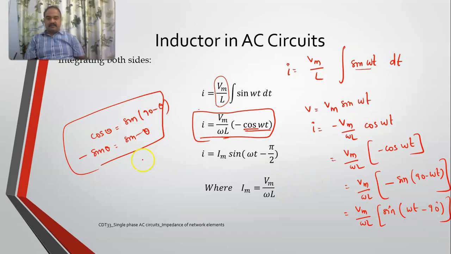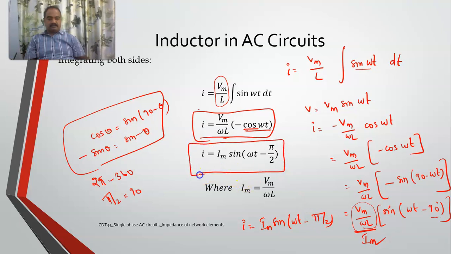90 means pi by 2, right? Because 2 pi is 360, so pi by 2 is 90. So I am replacing this 90 with pi by 2. So this is what I have written here. So I is equal to omega Vm by omega L sin omega t minus pi by 2. And this I'll take as Im. So I can write this as I is equal to Im sin omega t minus pi by 2. This is my expression, where Im is nothing but Vm by omega L.